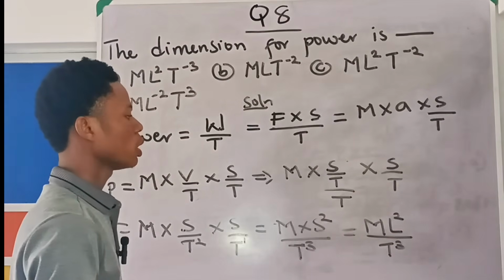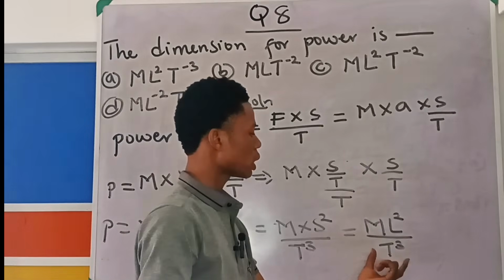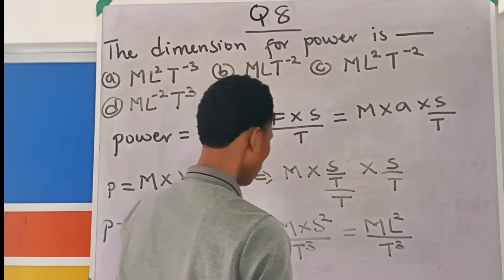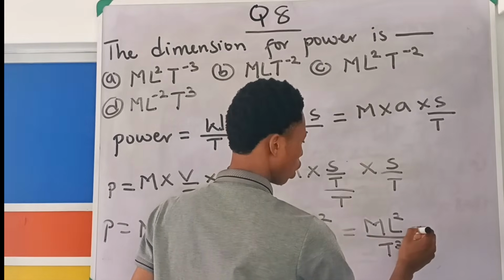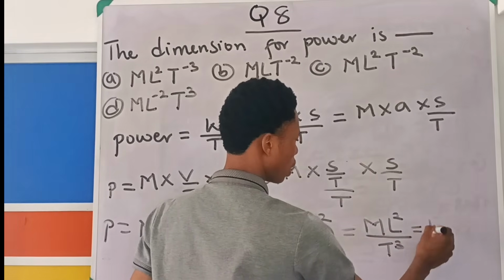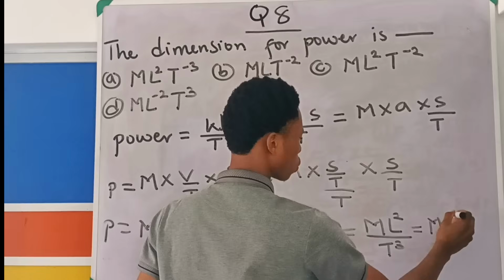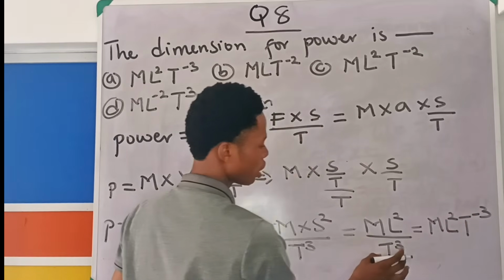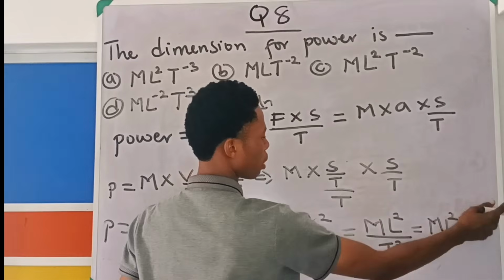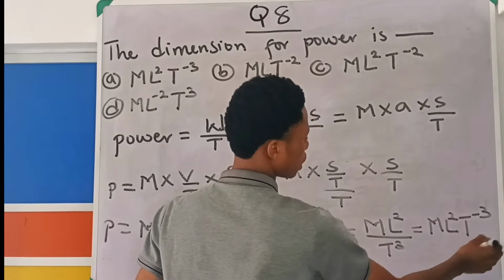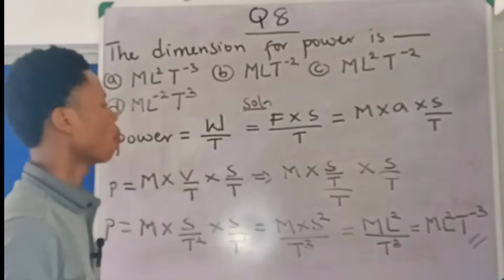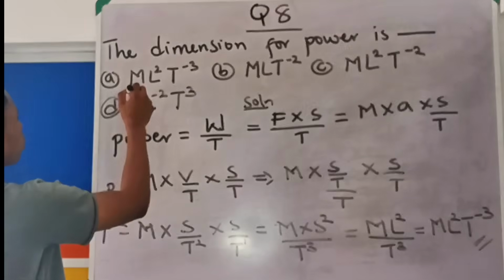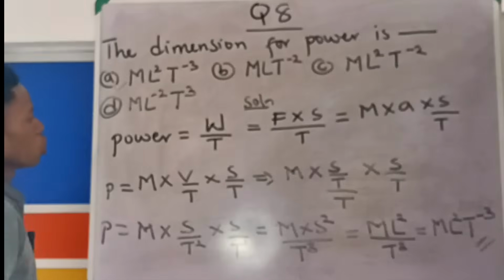So basically this is our answer. But if I don't want to do over T cube, if I want to bring it up here, then you have to make it negative. So if I'm bringing this one up, I'll be having M L square, then T minus 3. So if I'm bringing this one from down up here, it becomes minus 3. So this is our dimension for power, and that's option what? That's option A. That's option A. So you see, it's very simple.